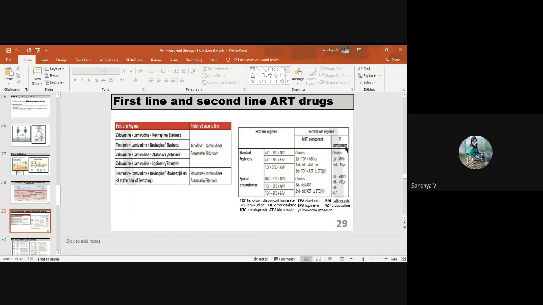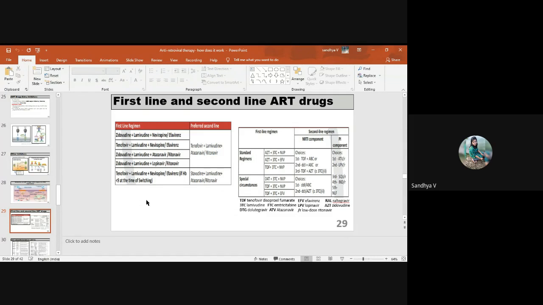So coming to first line and second line ART drugs. The first line ART drugs will consist of two NRTIs, that is, nucleoside reverse transcriptase inhibitors. As I already said, there should be a combination of drugs, right? So zidovudine and lamivudine come under NRTIs, that is, nucleoside reverse transcriptase inhibitors. Nevirapine and efavirenz come under non-nucleoside and protease inhibitors. So there will be a combination of drugs.